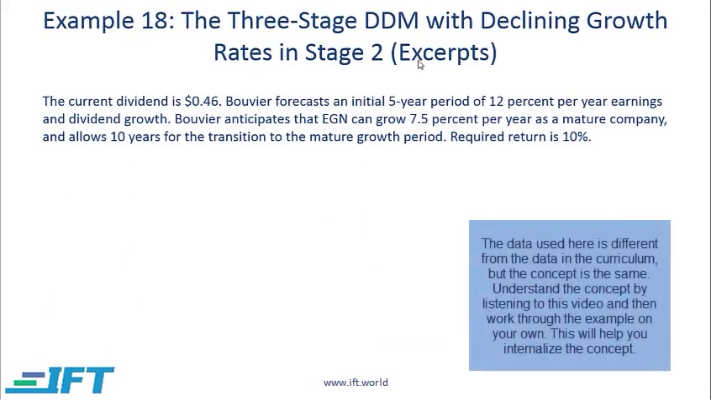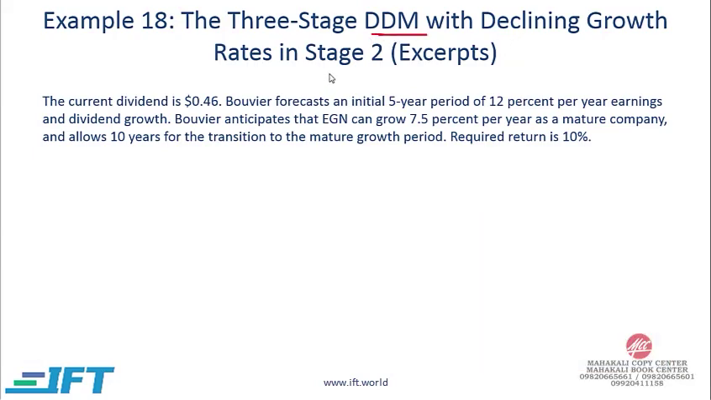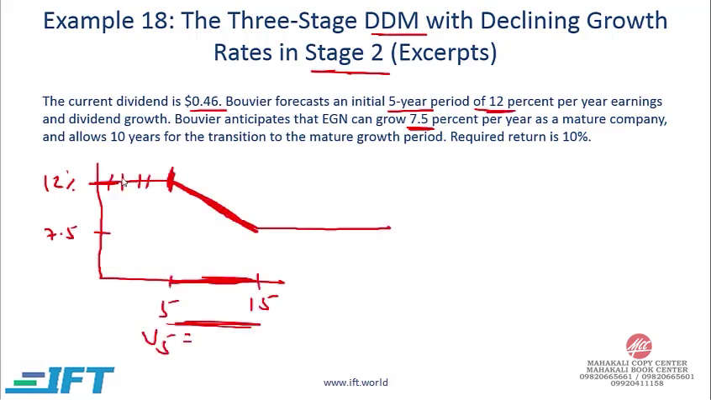And then this is version 2 of the 3-stage model. The current dividend is 0.46. Analyst forecasts an initial 5-year period of 12%. So here initially we are at 12%. He estimates that the company can grow at 7.5% per year as a mature company. So what's going on here? So eventually we'll be at 7.5%. So here is what you do.